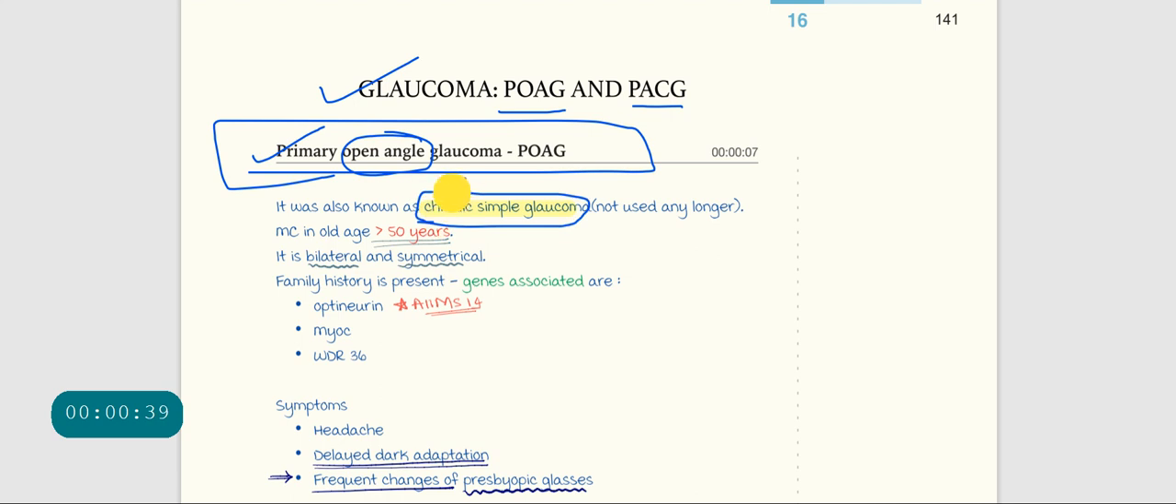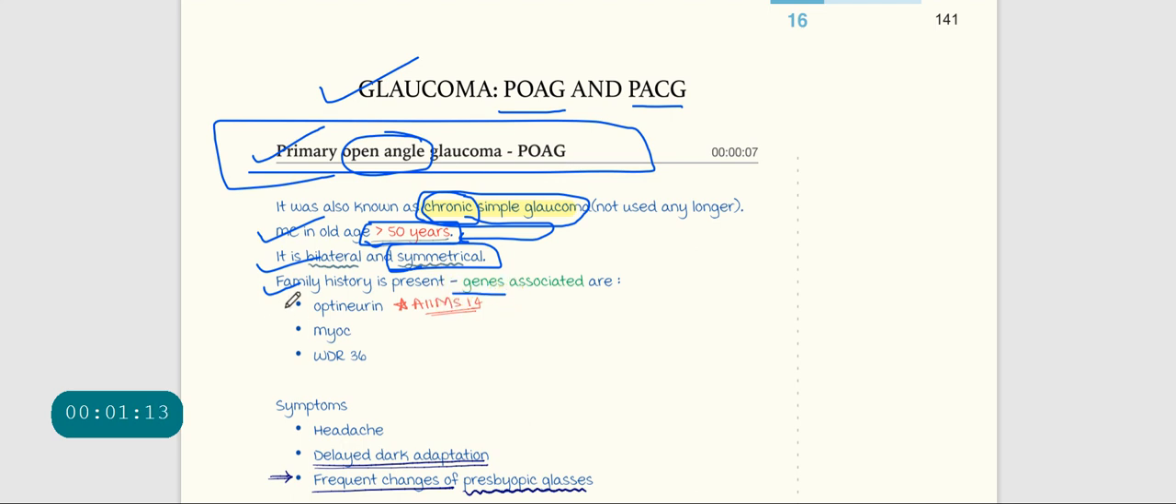Okay, chronic, the word itself tells us that it will be of long duration, like it will occur after more than 50 years of age. Okay, that is the most common age for primary open angle glaucoma or chronic simple glaucoma. It is bilateral and it is symmetrical. Okay, the family history, it is also hereditary type. Okay, associated with genes.